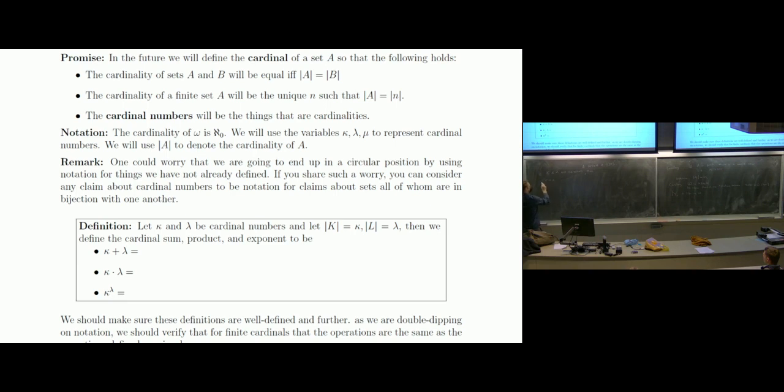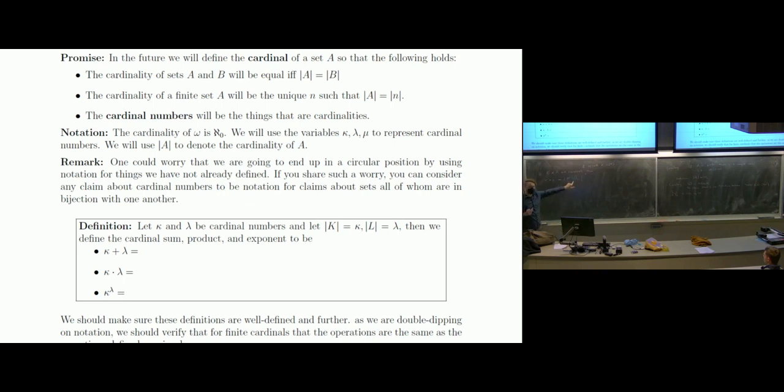Okay, so firstly, cardinal sum. The way I want to define this is how we learn how to add in elementary school. If you have kappa many apples, and I have lambda many apples, and I add them together, you pour the apples into a big pile, and that's how many you have, right? And pouring into a big pile, we have a notion of that. It's union. So the cardinal sum is going to be defined by taking a union of sets of the right size.